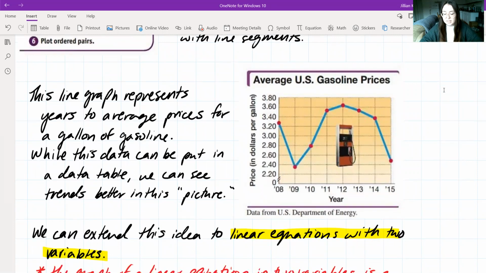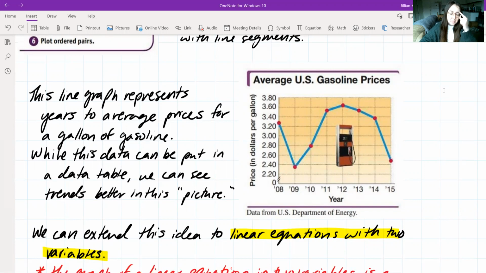Here we have this line graph of the average US gasoline prices. What we see is that this line graph is representing years to average prices for a gallon of gasoline. We have our price in dollars per gallon of gasoline on our vertical axis, and we have our year on our horizontal axis.